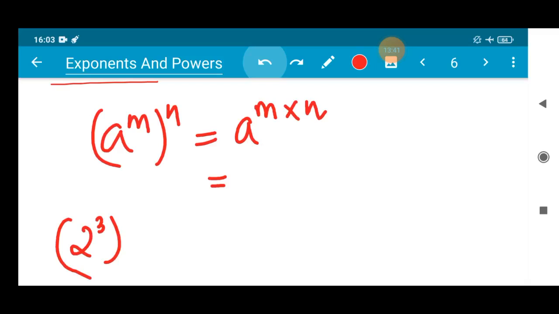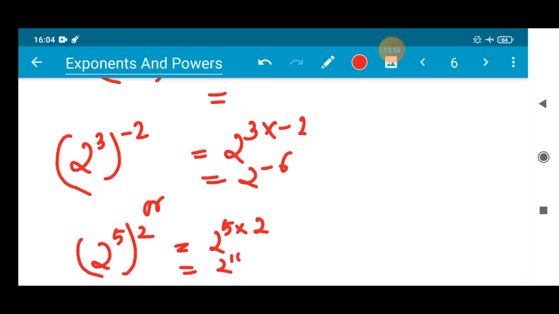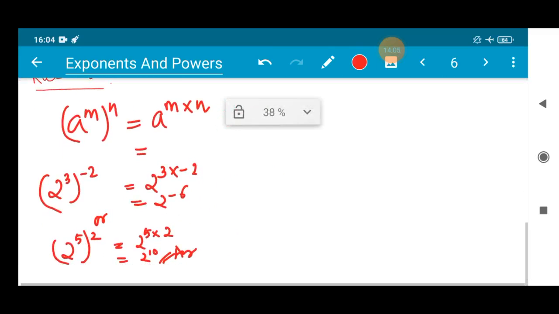Alright, you may have a positive sign, you may have a minus 2. At that time what are you going to do? 3 into minus 2, 2 to the power minus 6 will be the value. Or suppose you have 2 to the power 5 to the power 2, then you can write 5 into 2, 2 to the power 10 will be the value. Okay, simple thing. So let me write the rule number 3 here.